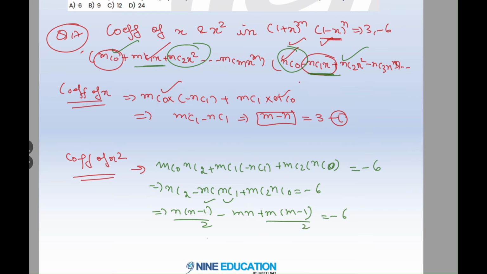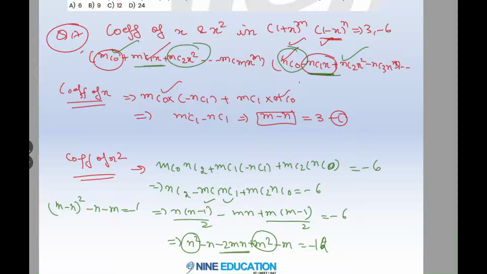This is minus 6. Solving, n square minus s minus 2mn plus m square minus m equals to minus 12. m square plus n square minus 2mn makes up n minus m whole square, and m minus n whole square, you can take it anything. m minus n whole square minus n minus m is minus 6 minus 12.